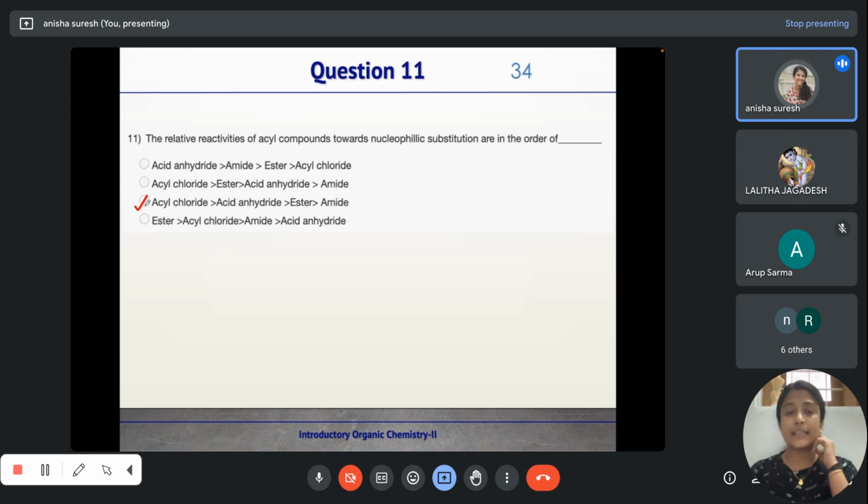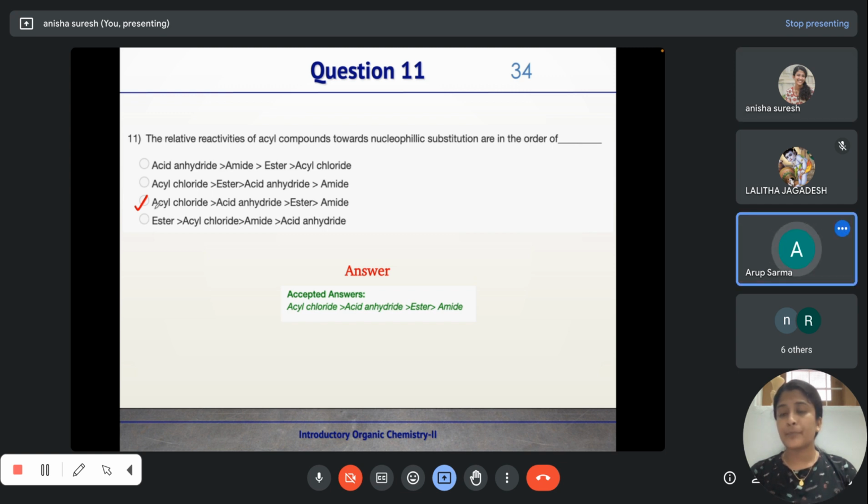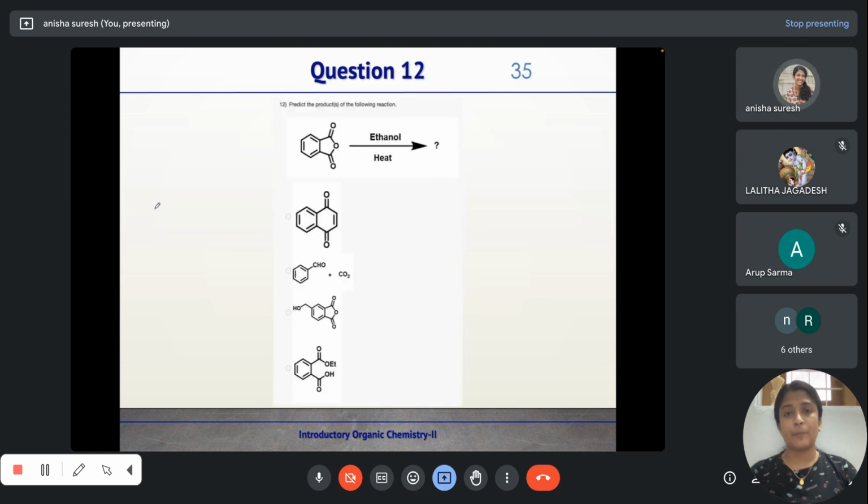As we have seen in the summary that we have discussed, acyl chloride will be more reactive than acid anhydride. Acid anhydride will be more reactive than ester, and ester will be more reactive than amide. So the correct option is option C. Any doubts? No, ma'am. Okay.